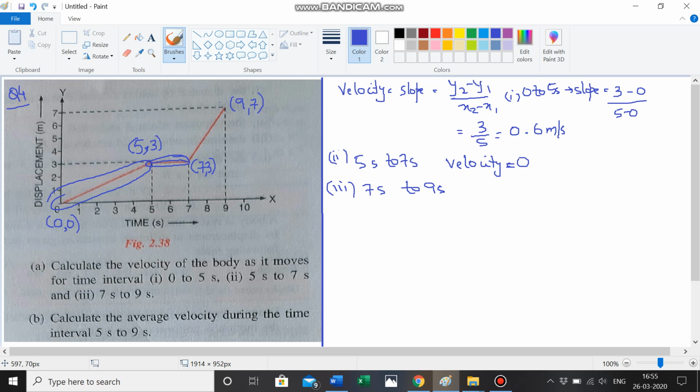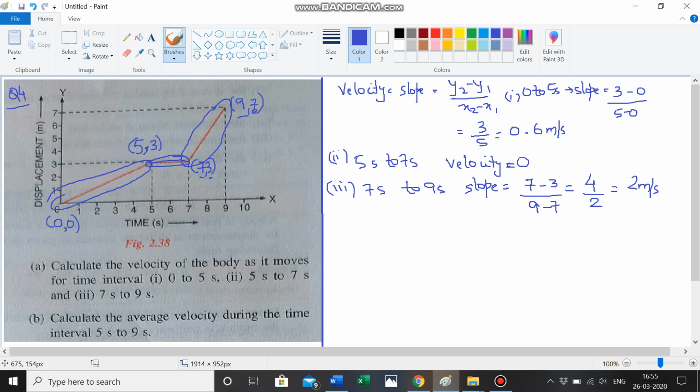Let's go to part 3, between 7 second to 9 second. So this is the curve that we are looking at. Slope, which defines my velocity, will be equal to y2, in this case 7, minus y1, which is 3, upon x2, which is 9, minus x1, which is 7. So 7 minus 3 is 4, 9 minus 7 is 2, which is equal to 2 meter per second.